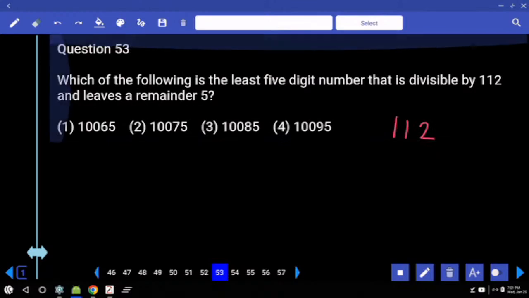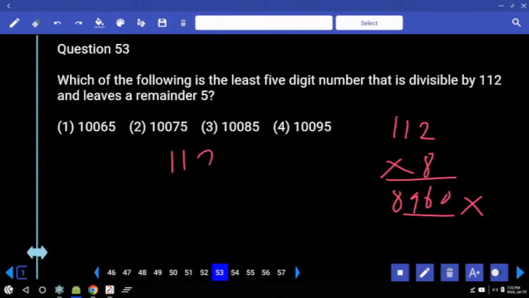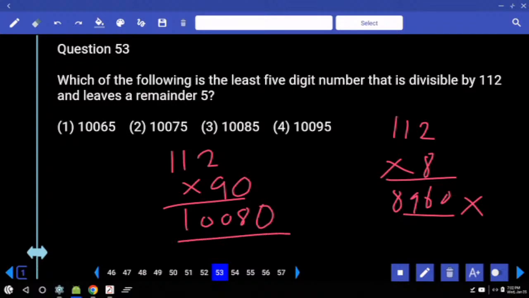Which of the following is the least 5-digit number that is divisible by 112 and leaves a remainder 5? Okay, if you take 112 into 8, what you get? 8960. ఇది కాదు. This is not the thing. Now we need least 5-digit number. 112 into 9. This should be giving you 10080. And this is the least 5-digit number which is divisible by 112. He is asking it should leave a remainder 5, ante add 5 to this. How much you are getting? 10085. That's it. Okay, next question.